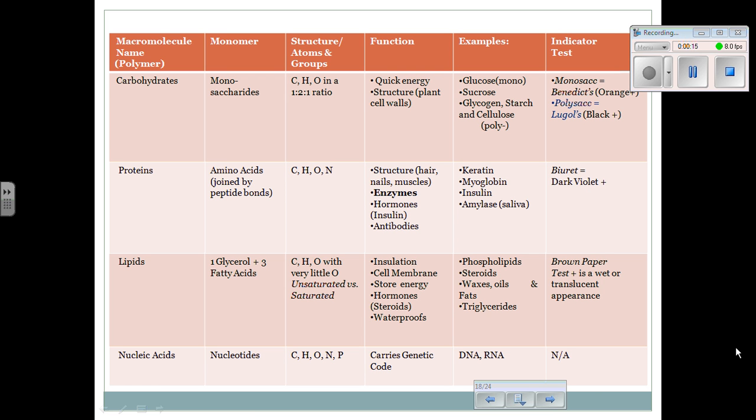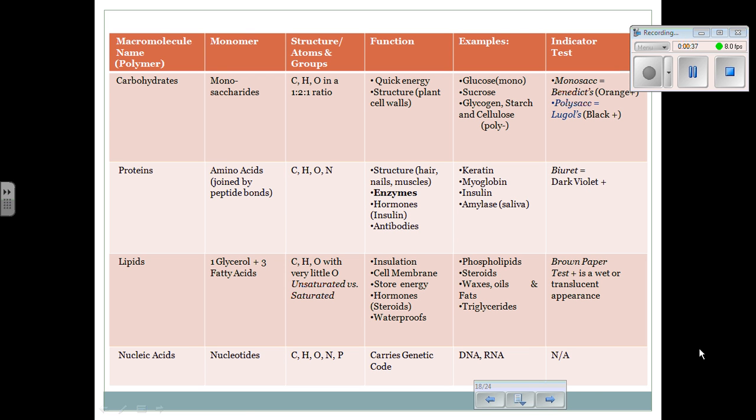Organic molecules are anything with carbon in it, and if you look at the similarities between each of these groups of macro organic molecules, they all have carbon in it. You start with carbohydrates, the monomer, the molecule that makes them up, monosaccharides.